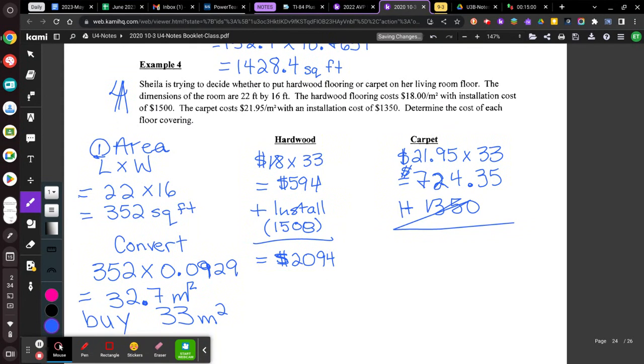A total cost of $2,074 and 35 cents. All right, write those down and we're going to move to the next question.